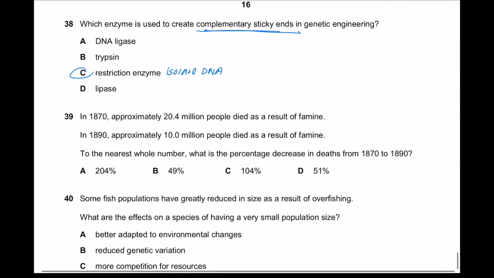Next question. In 1870, approximately 20.4 million people died as a result of famine. In 1890, approximately 10 million people died as a result of famine. To the nearest whole number, what is the percentage decrease in deaths from 1870 to 1890? So this is the maths question. We just take the change in the number of people that died over the original number of people that died, and then the answer would be D. After calculating this out, it will be 51%.